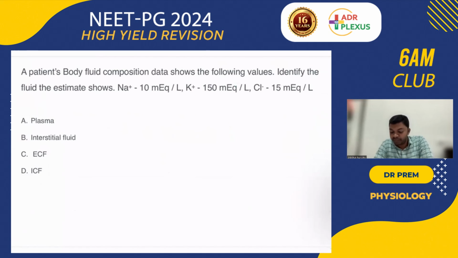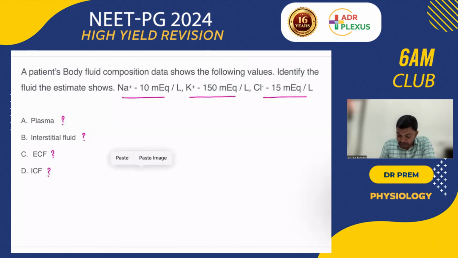The next one. Patient's body fluid composition shows the following values. Sodium 10 milliequivalents. Potassium 150 milliequivalents. Chloride 15 milliequivalents. Will this be plasma or interstitial fluid or ECF or ICF? Very good, Dr. Giri, Dr. Vinita. It's an ICF value. Prasanna Kumar, yes, it's intracellular fluid, guys, because of the enormous quantity of potassium.